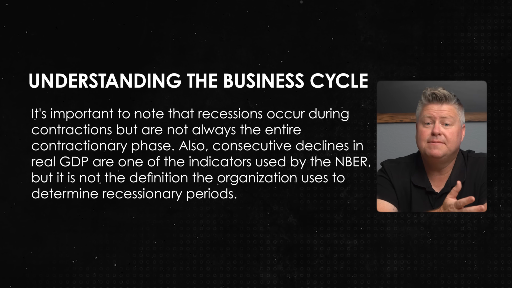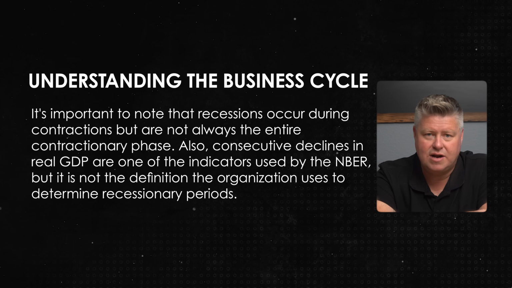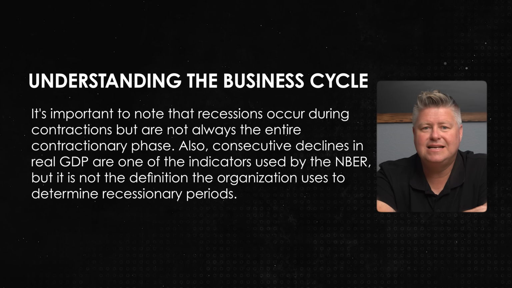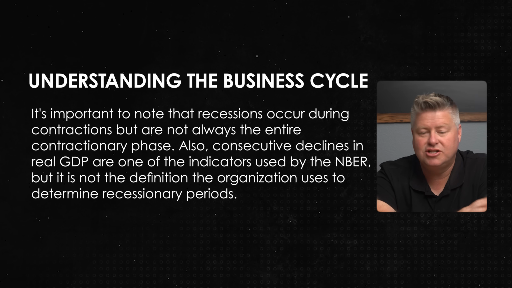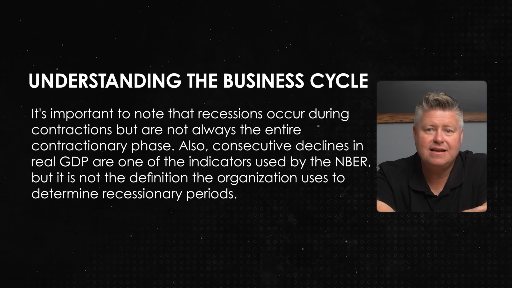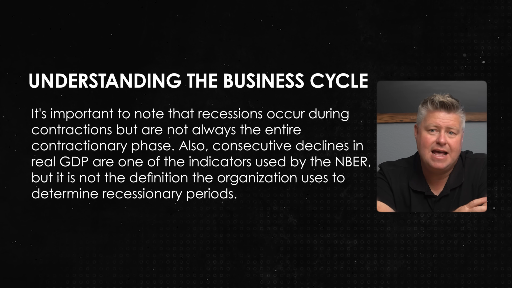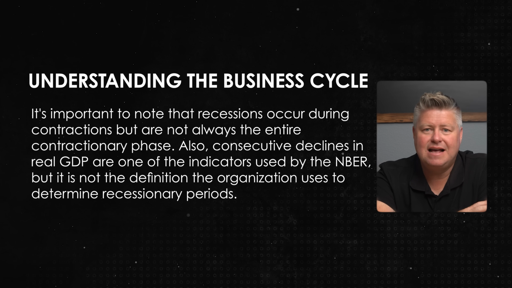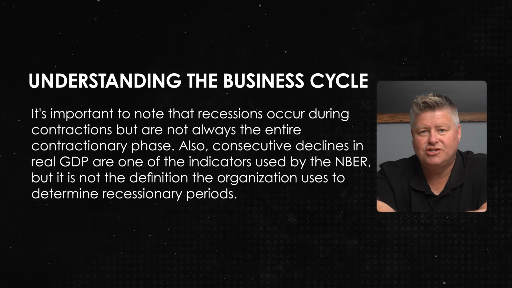Because if you've looked at our president lately or watched him, he just changed the complete definition, saying, "Oh, it's no longer two quarters of decline in real GDP. It's more than that." And he just changes the definition. But it's important to note that recession occurs during contractions, but are not always the entire contractionary phase. Also, consecutive declines in real GDP are one of the indicators used by the NBER, but it's not the definition the organization uses to determine recessionary periods.